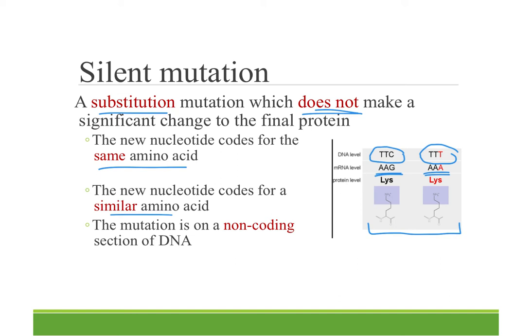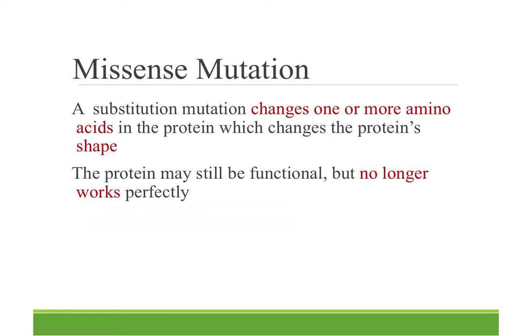And there also are parts of our DNA that are not genes, and a mutation in one of these non-coding sections may not have an effect. Then we have a missense mutation, and this changes one or more amino acids in the protein, which then changes the protein shape. And proteins are very large molecules, and they do what they do because of their shape. So if the shape gets tweaked a little bit because an amino acid is not quite right, the protein might still be functional, but it no longer works perfectly, and that can cause problems.